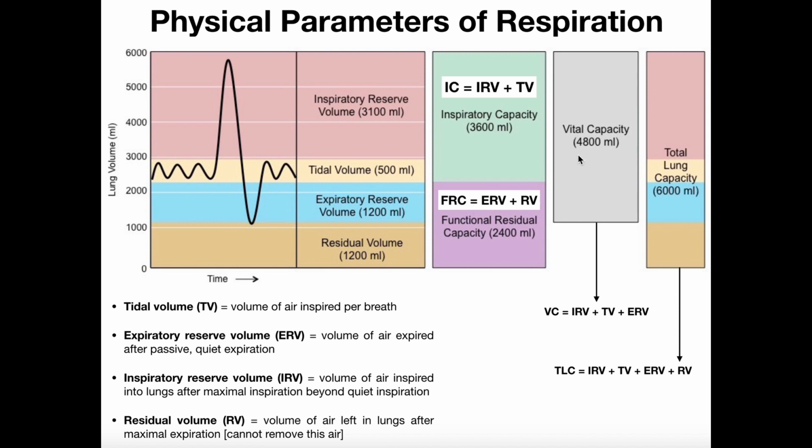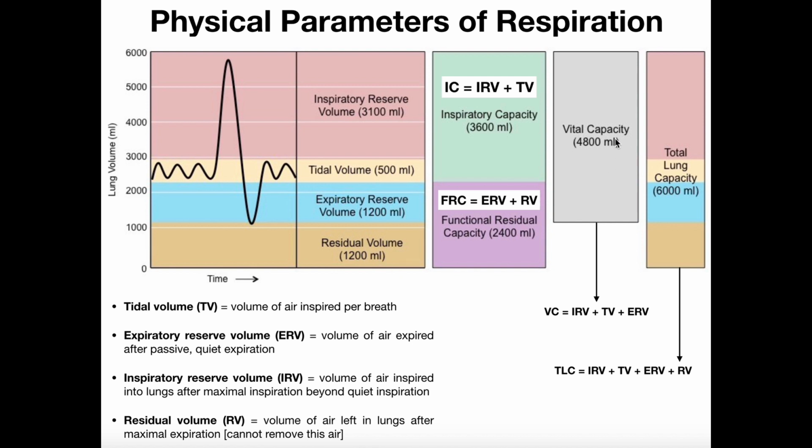Now this one over here is very important. This one is vital capacity. Vital capacity is essentially everything except the residual volume. It's basically taking you from a maximal exhalation all the way to a maximal inhalation. So what is the total volume of air you could possibly hold in your lungs other than the residual volume?